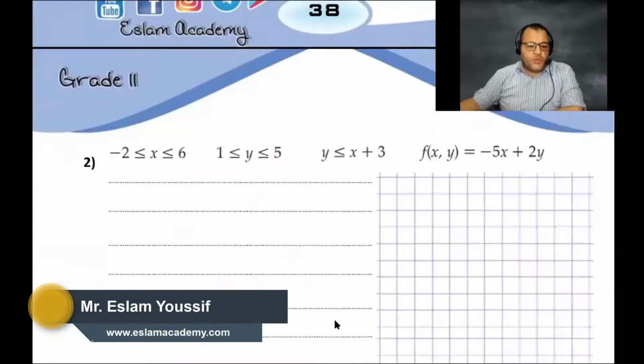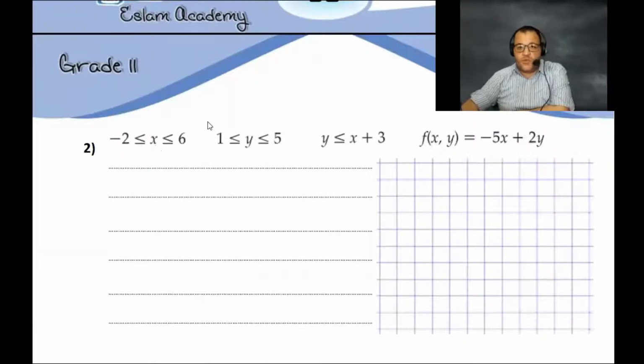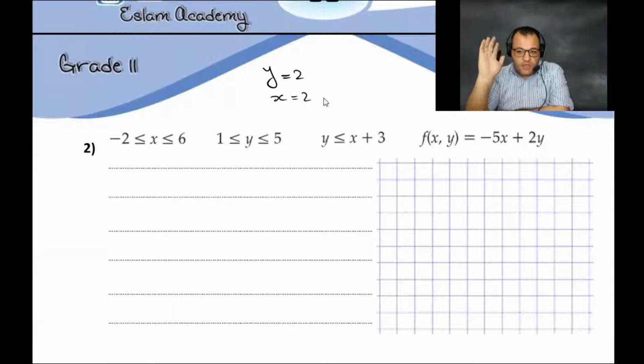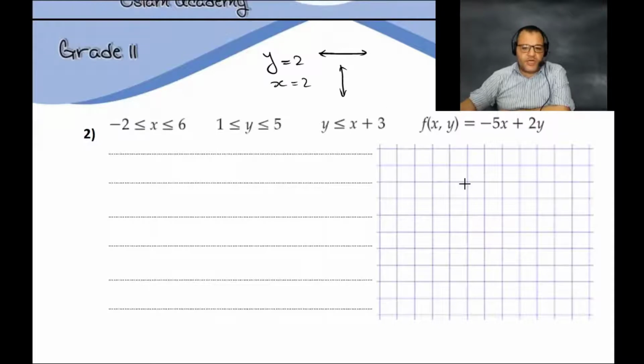Okay, so we can solve question number 2. What is the meaning of this one: x is greater than -2 and x is smaller than 6? What is the difference between the graphs of y equals 2 and x equals 2? Y equals 2 is parallel to the x-axis, yes, a horizontal line. And x equals 2 will be a vertical line. Okay, so we need to graph this one.